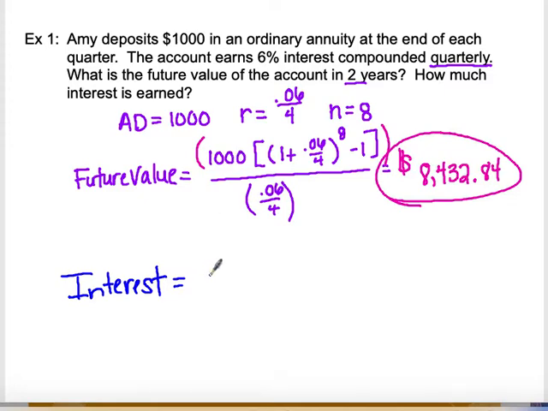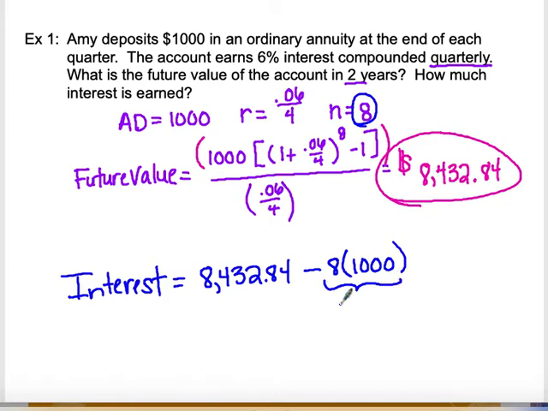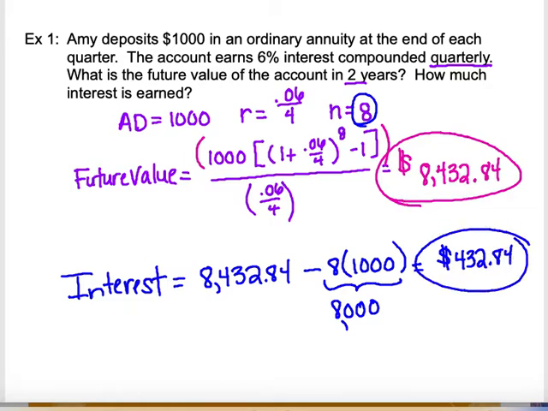So what we have to do is figure out how much money we actually put in. How I'm going to calculate this is we made 8 payments of $1,000. So I'm going to take 8 times 1,000. I got that 8 right from here. And mathematically, that's going to be 8,000. So that means that our interest that we earned in those 2 years was $432.84.